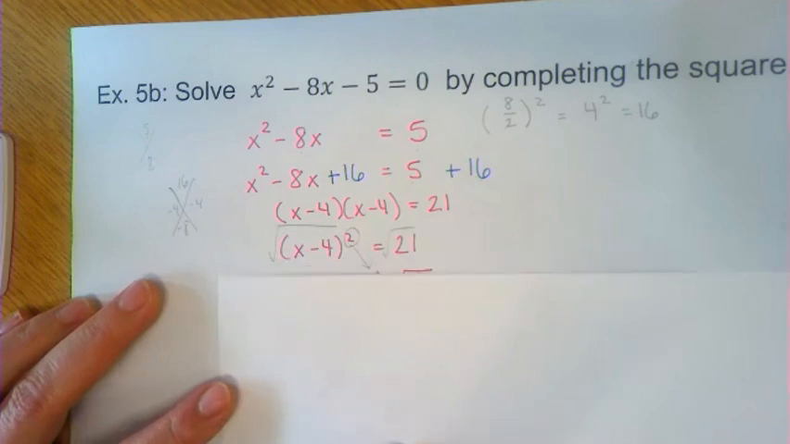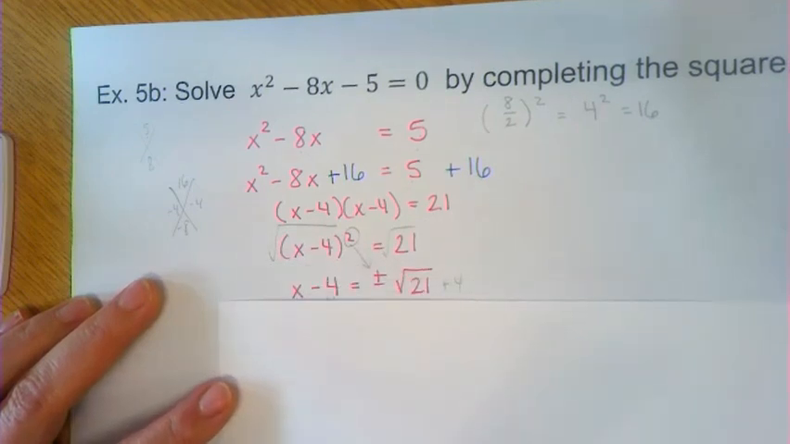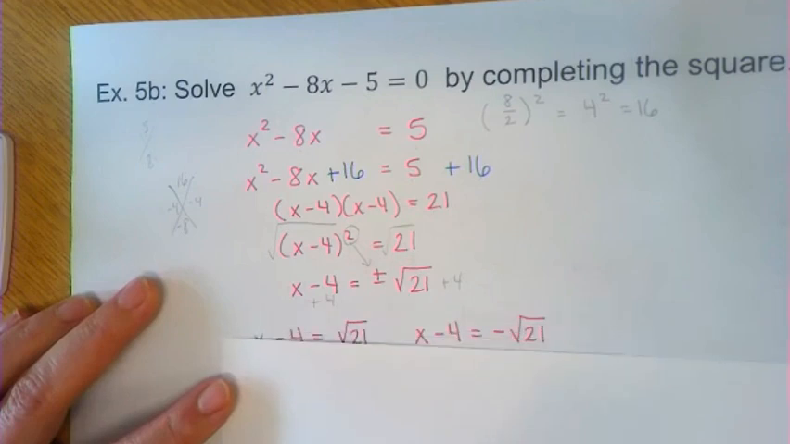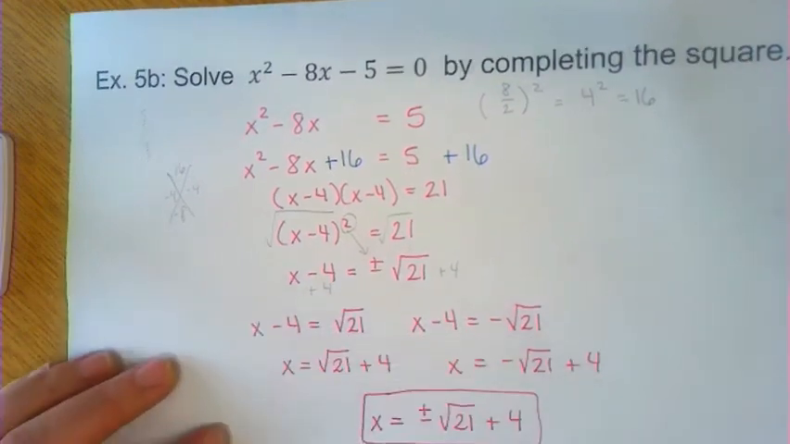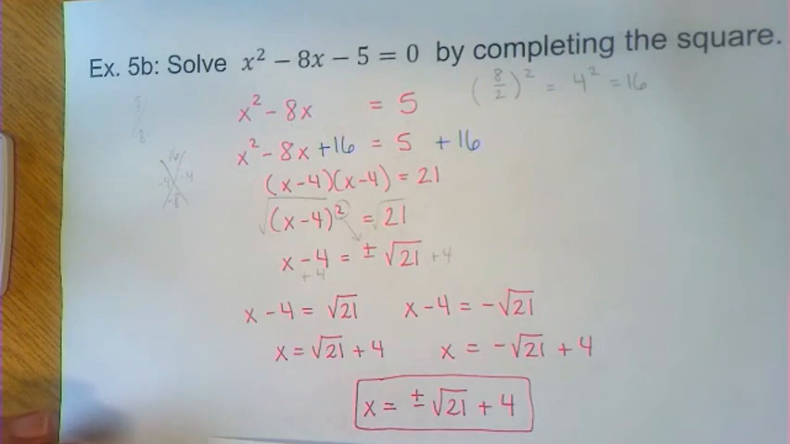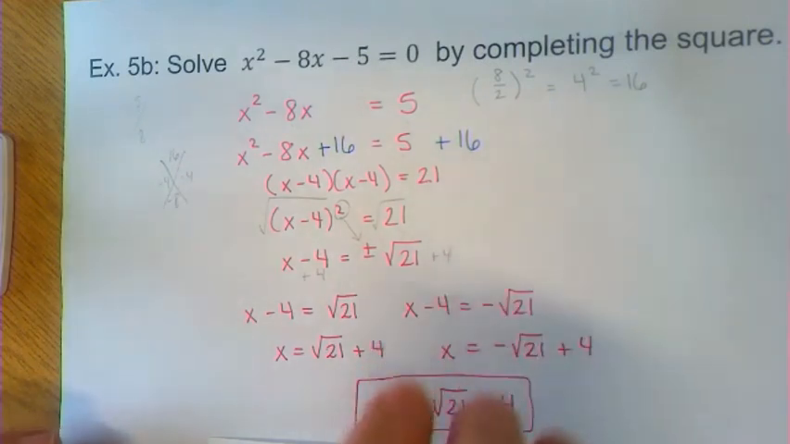Rewrite it as a squared, do your square root. Square root of 21 is not a nice whole number, so I'm going to leave it as that, and then I'm going to add my 4 over. So plus or minus the square root of 21 plus 4. All right, that is completing the square, folks.